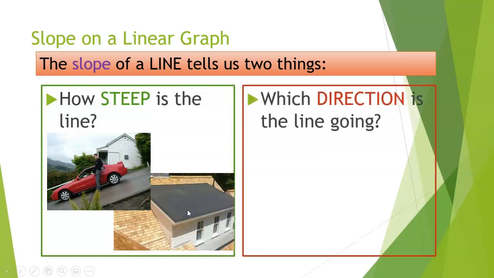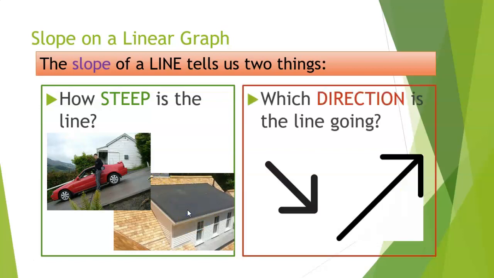The other thing it can tell me is which direction the line is going. When you're looking at the direction of a line, you always want to read, just like you read a book, left to right. So for these arrows, this arrow would be pointing down from left to right. This one would be pointing up from left to right. So down from left to right or up from left to right.